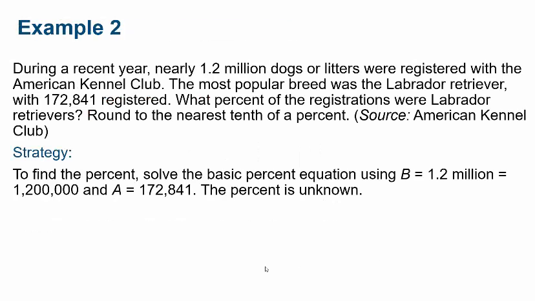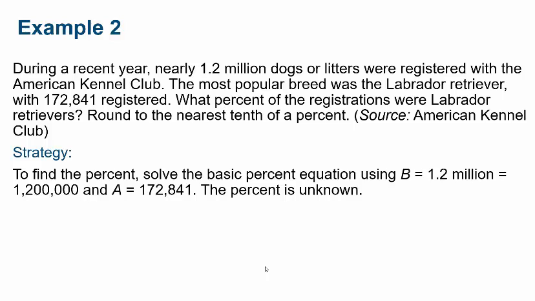All right, here's an example. During a recent year, nearly 1.2 million dogs or litters were registered with the American Kennel Club. The most popular breed was the Labrador Retriever, with 172,841 registered. What percent of registrations were Labrador Retrievers? Round to the nearest tenth of a percent.